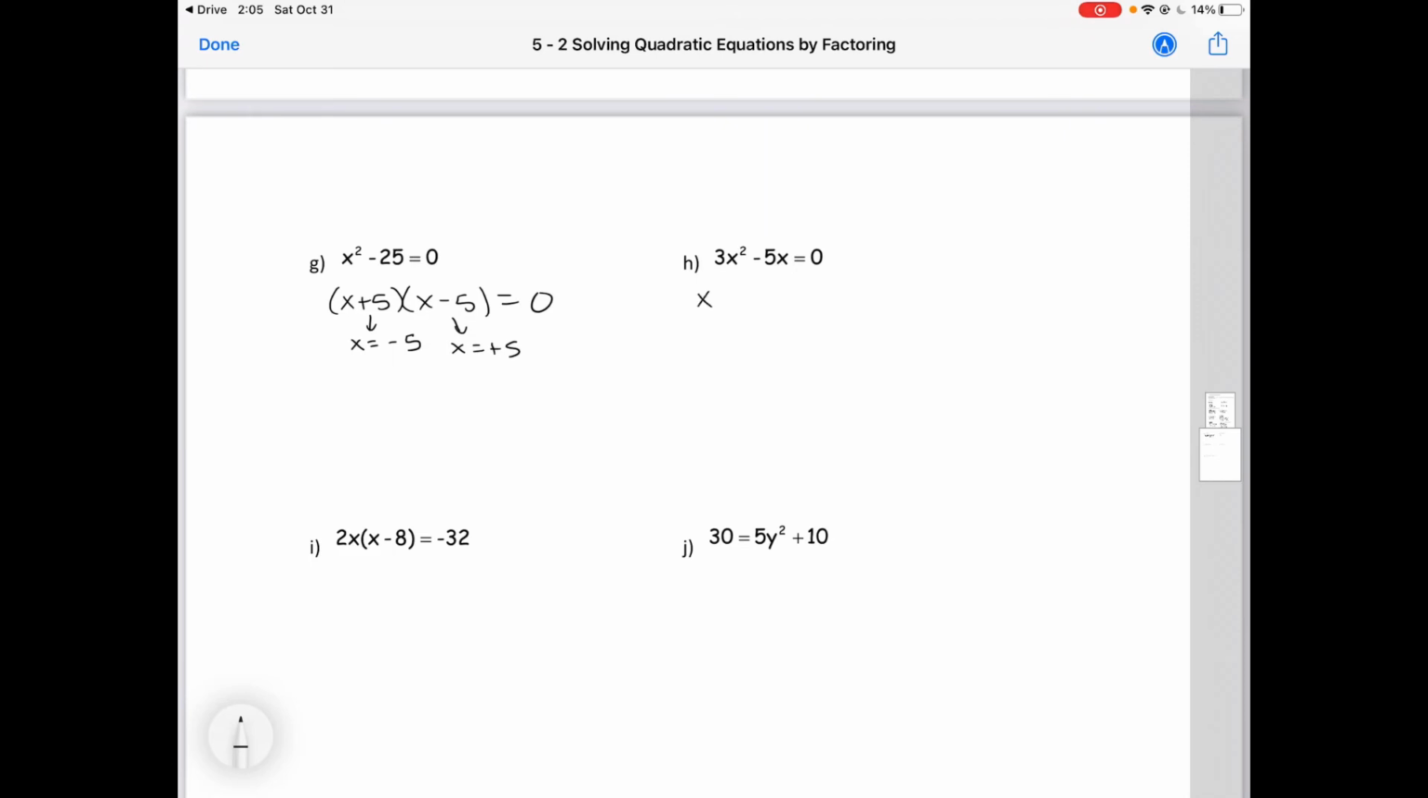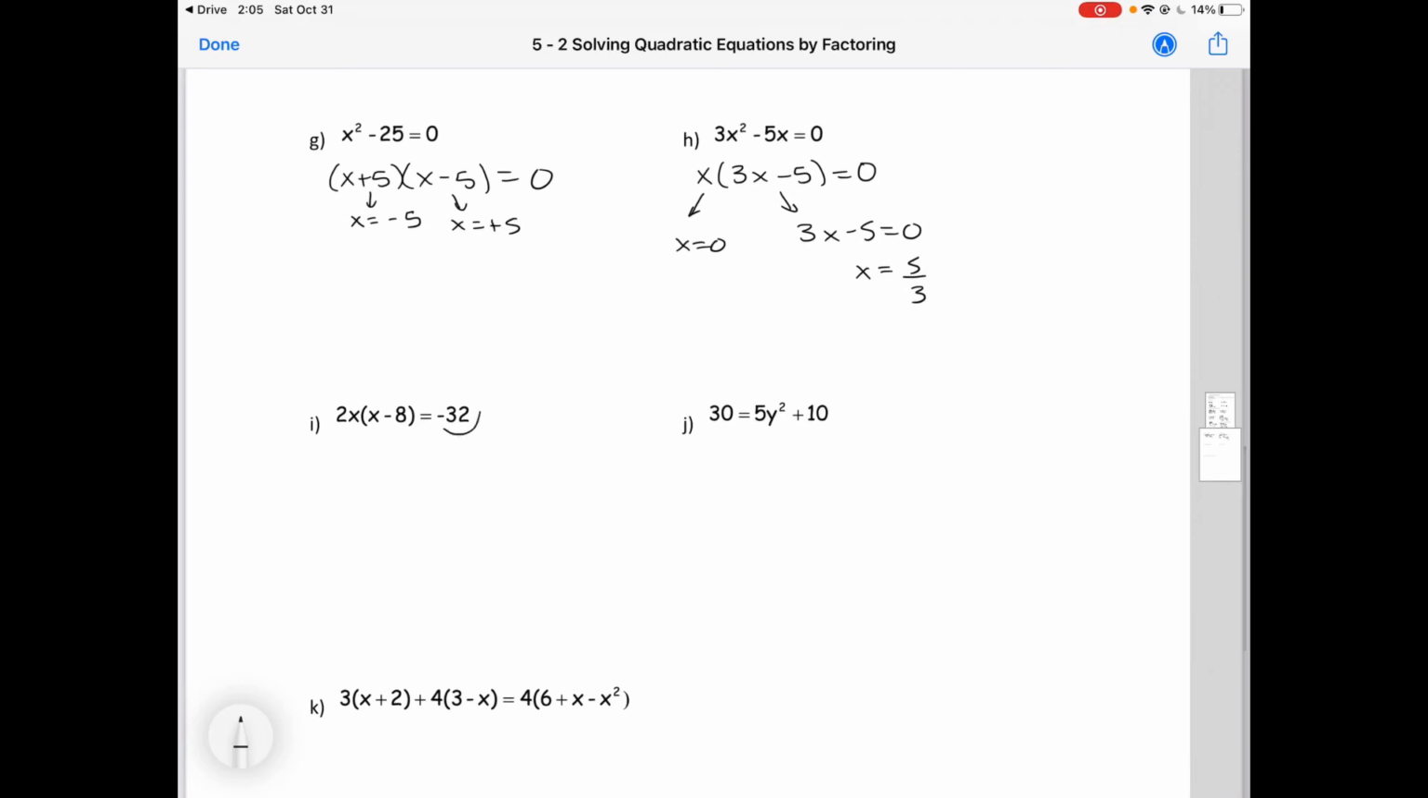Example H, we've got common factoring, so we can factor out an x from both terms. This time, x can equal 0 or 3x minus 5 can equal 0. Solving for x here, we will get x equals 5/3.